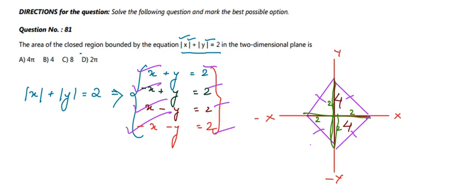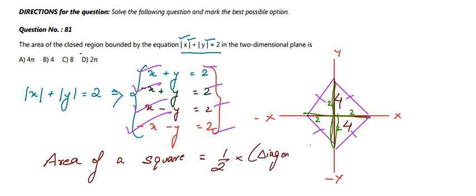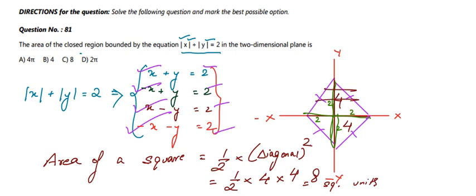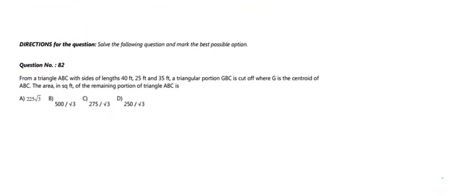So we can find the area easily, which is area of a square equal to half into diagonal square. So this will be 1 by 2 into the diagonal we have got, that is 4 into 4. Solving this we get 8 square units. So basically this is the required area of this square. Let's check the options. Option C matches with our answer, hence option C is the correct answer to question number 81. So I would like to end this video here. You will find solutions to the further questions in our next videos.